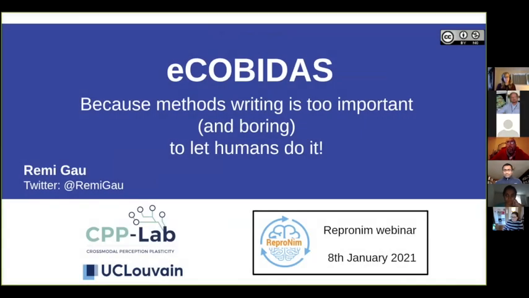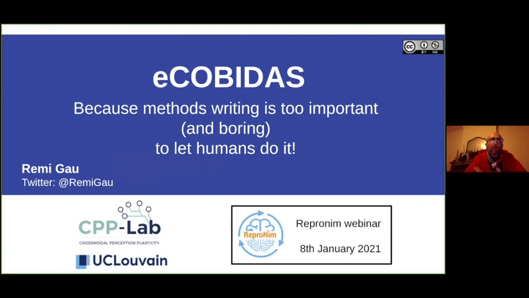So, as Satar was saying, I'll be telling you about COBIDAS and more specifically the eCOBIDAS, which is the online checklist version of it. The subtitle of the presentation was "because methods writing is too important and boring to let humans do it." Okay, I'll jump right in.